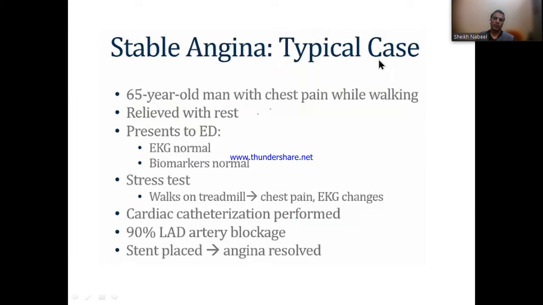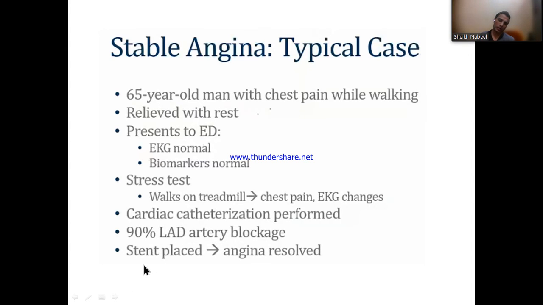Okay, now this is the very typical case for stable angina: the patient will be elderly and will have chest pain on exertion or emotional stress. The pain will be relieved with rest. So EKG will be normal, biomarkers will be normal, and when you perform the stress test, it will cause EKG changes and elicit the chest pain. So you will perform cardiac catheterization, and on catheterization you will find a blockage of either the right coronary artery or the left coronary artery or any of its branches.